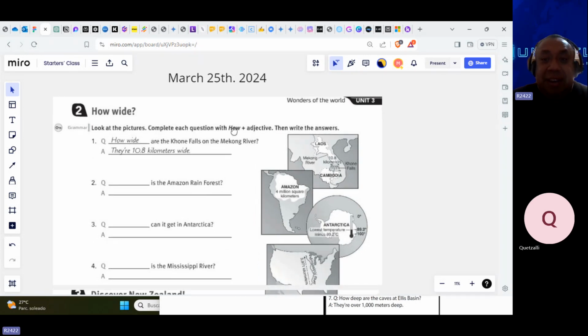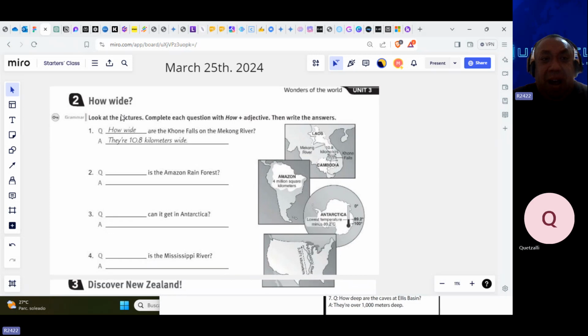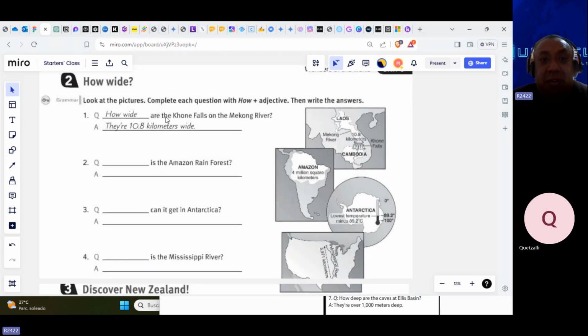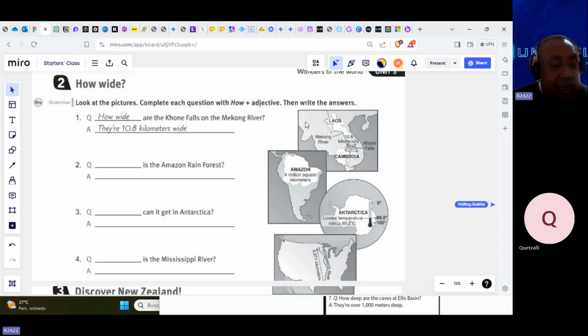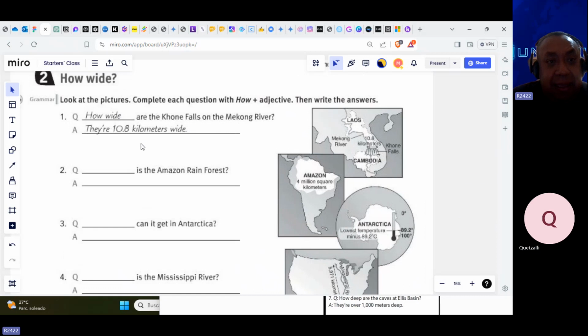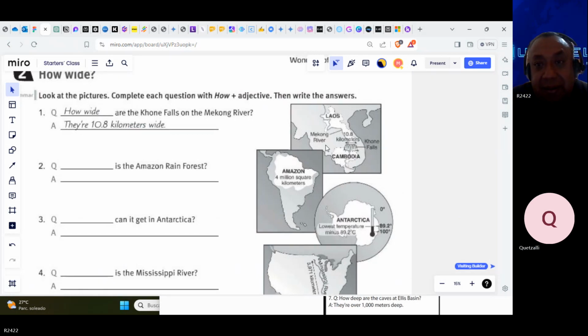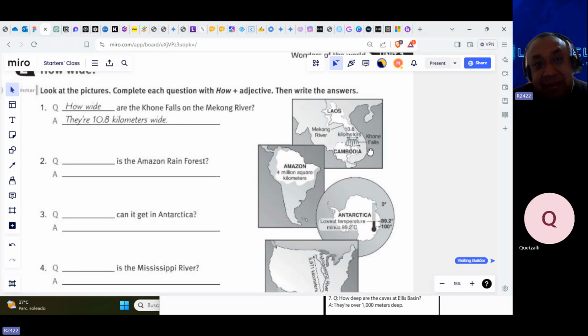For example, it says, look at the pictures. Complete each question with how plus adjective. Then write the answers. For example, I will read. How wide are the Khone Falls on the Mekong River? They are 10.8 kilometers wide, okay? And here we have the drawing.